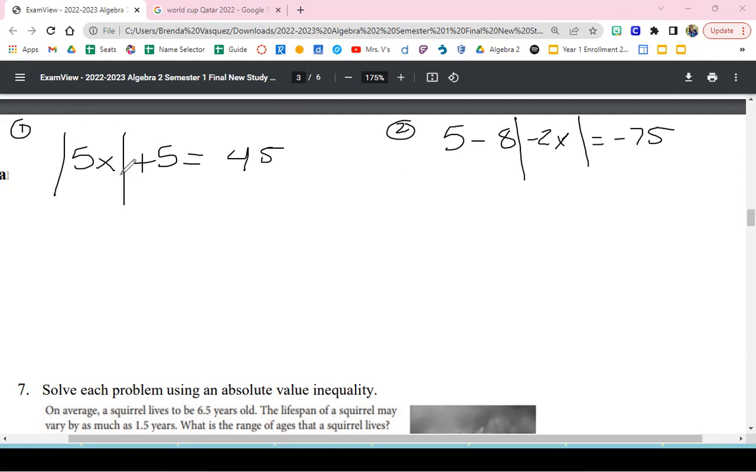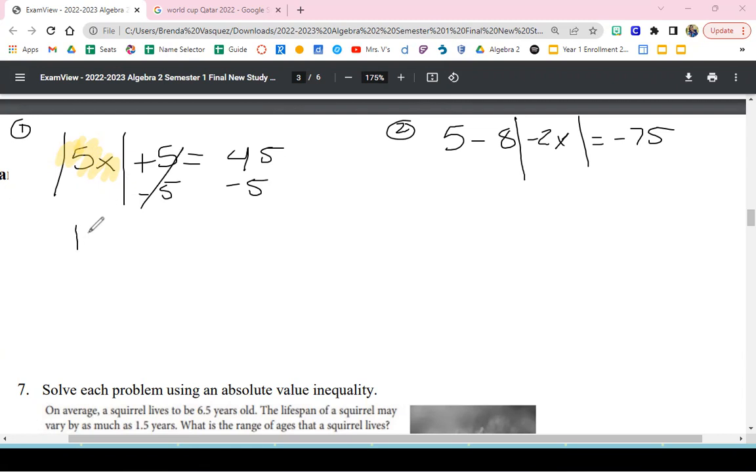So we have absolute value of 5x plus 5 equals 45. So we're trying to isolate the absolute value. Imagine that this is untouchable for right now. We don't touch it. We leave it by itself. So everything that's directly outside of it is what we need to do the inverse operations of. So what is happening to the absolute value? We are adding 5, so we're going to subtract 5 from 45.